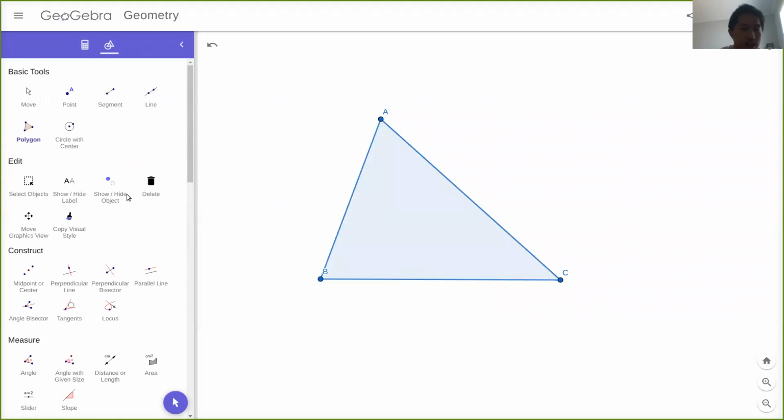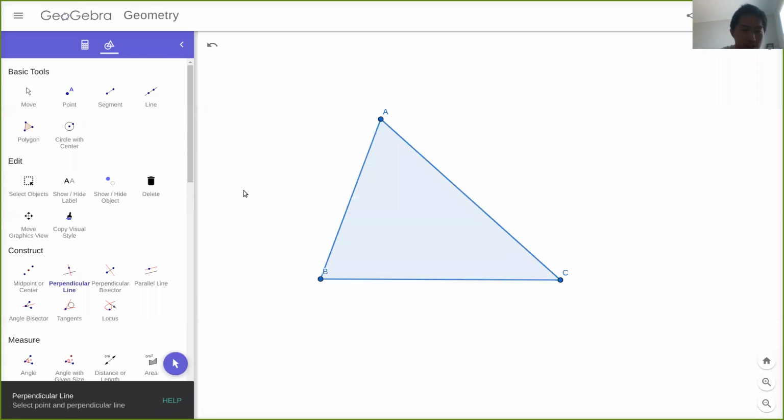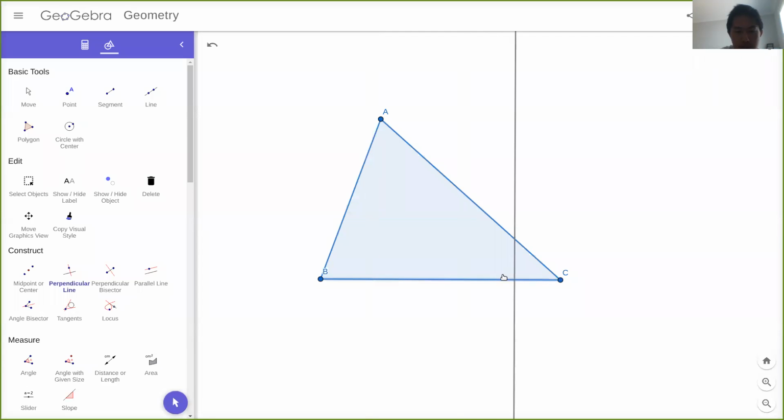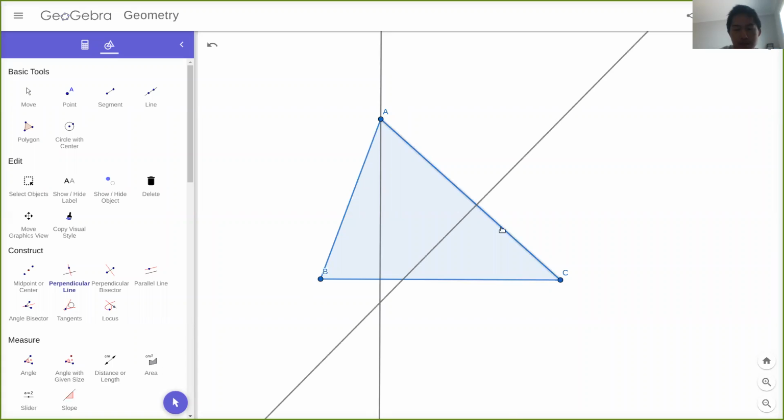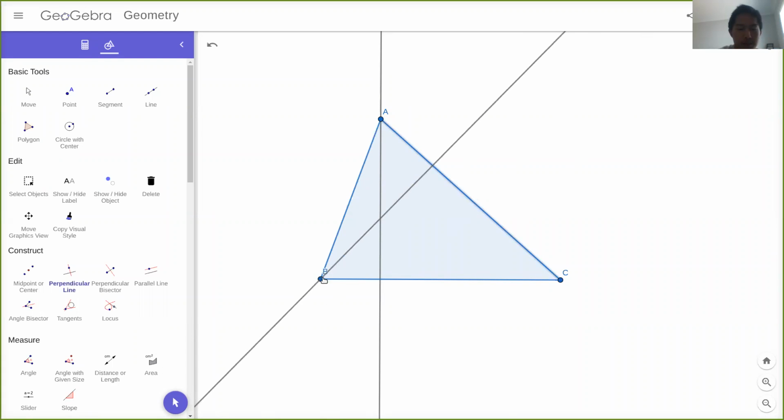Orthocenter? Cool. So to draw the orthocenter, we have a perpendicular to BC, and we know that that perpendicular goes through A. We also have a perpendicular to AC, and we know that that perpendicular goes through B. And then finally, we have a perpendicular through AB, and that perpendicular goes through C. And you see here that they actually intersect.